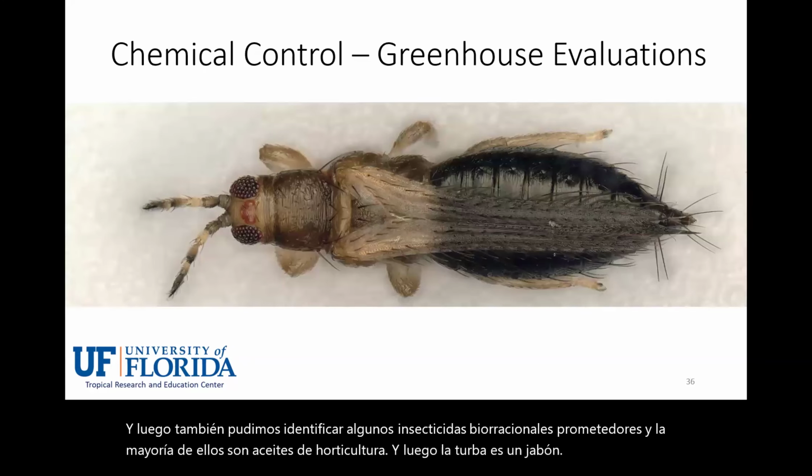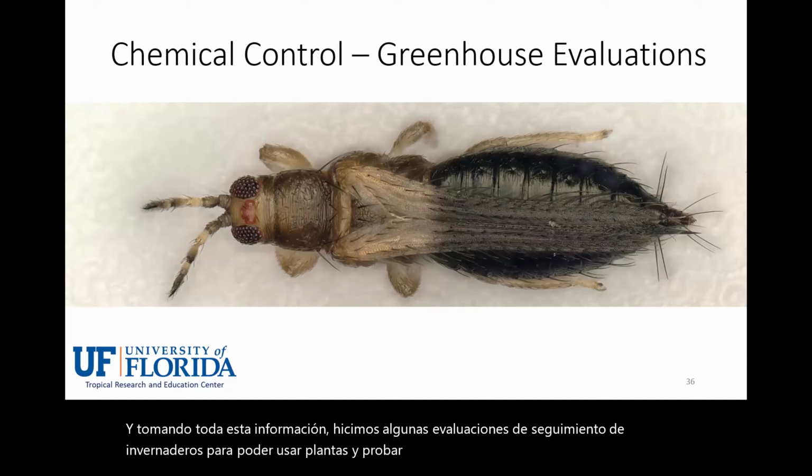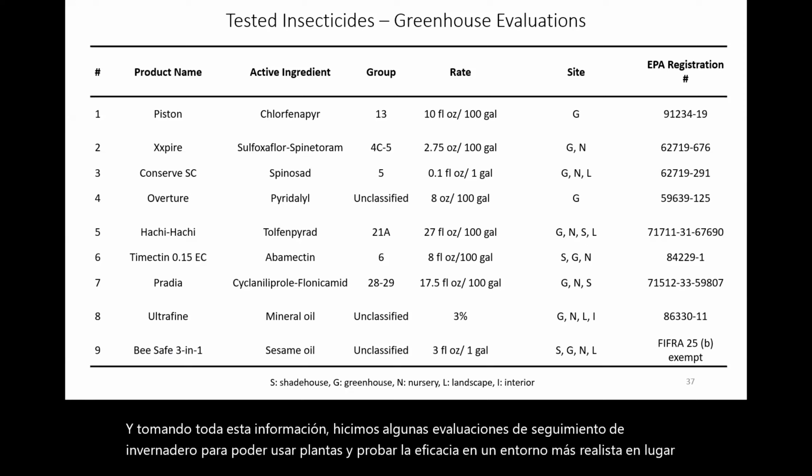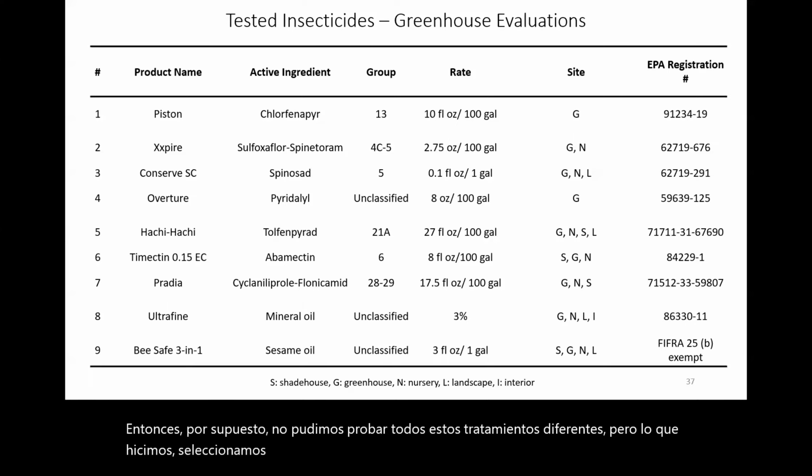Taking all this information, we did some follow-up greenhouse evaluations so that we can use plants and test efficacy in a more realistic environment rather than a simple leaf disc. Of course, we could not test all of these different treatments, but what we did, we selected the 9 best products that included conventional and biorational insecticides. We included water as our control.